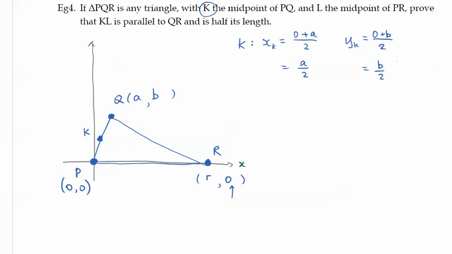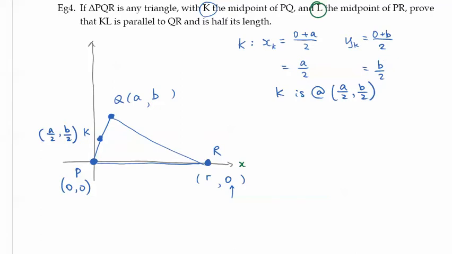Totally fine with that. I have no problem working with fractions. So I have point K being a over 2 and b over 2. K is at this point. I don't have numbers for a and b, but it doesn't really matter.